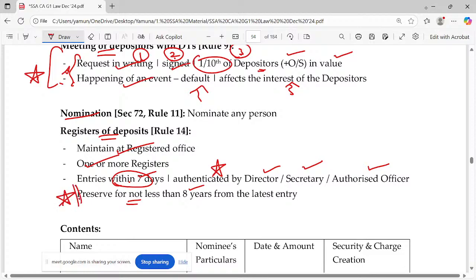How many years do you have to preserve? At least 8 years, which means you have to preserve not less than 8 years of details from the date of the latest entry.